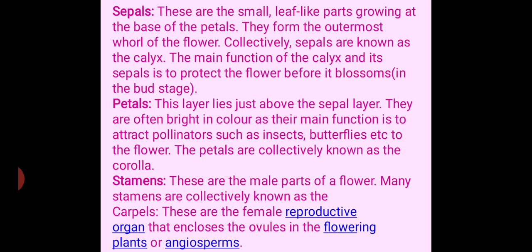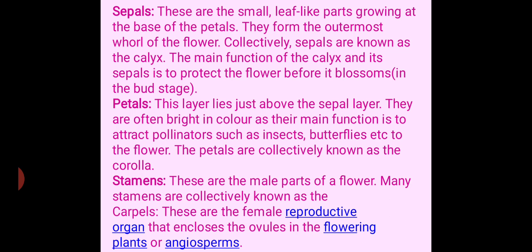The main function of the calyx and its sepals is to protect the flower before it blossoms. That means sepals are the protective part before the blooming of the flower. That means at the bud stage.